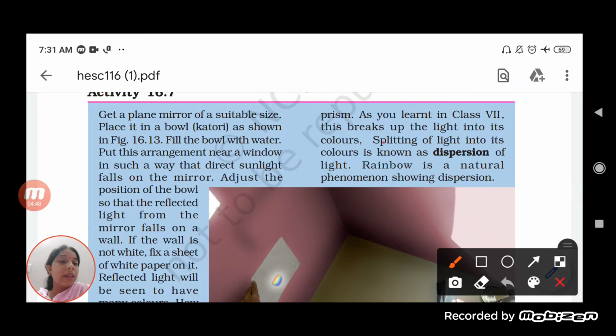See here, it is given: splitting of light into its colors is called dispersion of light. It means if a ray of light undergoes this kind of reflection, then the light ray will get split into the seven colors. There is an example like that of a prism. Let me tell you, what is a prism? It is nothing but an equipment, students, on which when sunlight falls, it will disperse it into the seven colors.